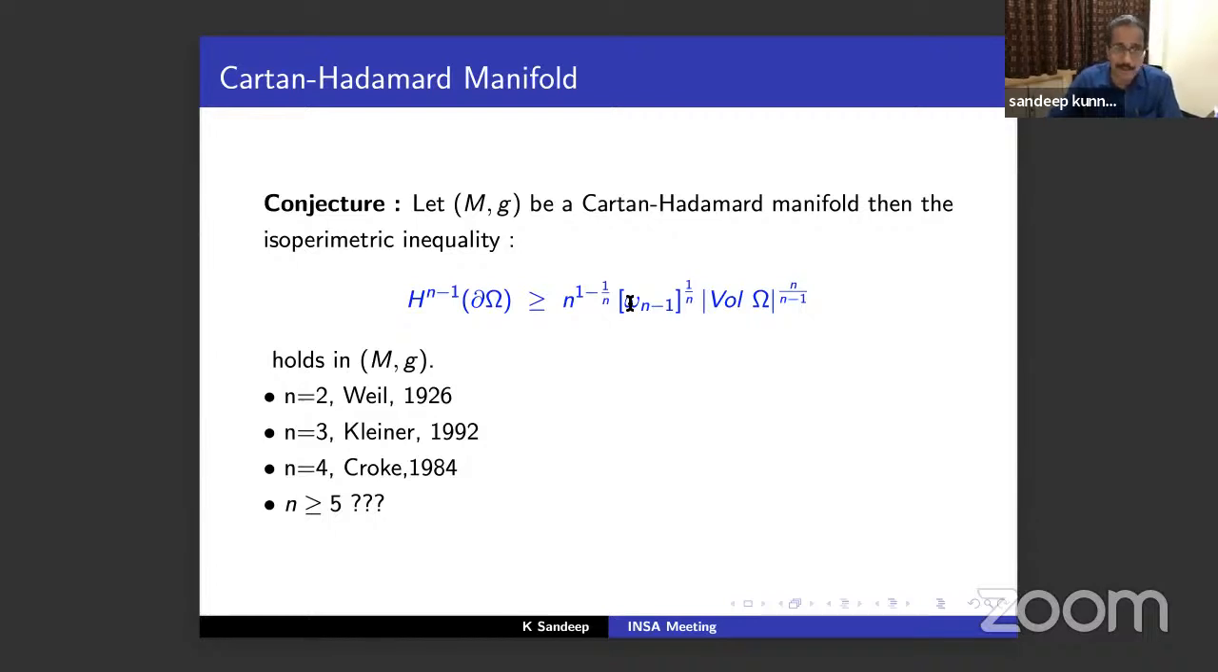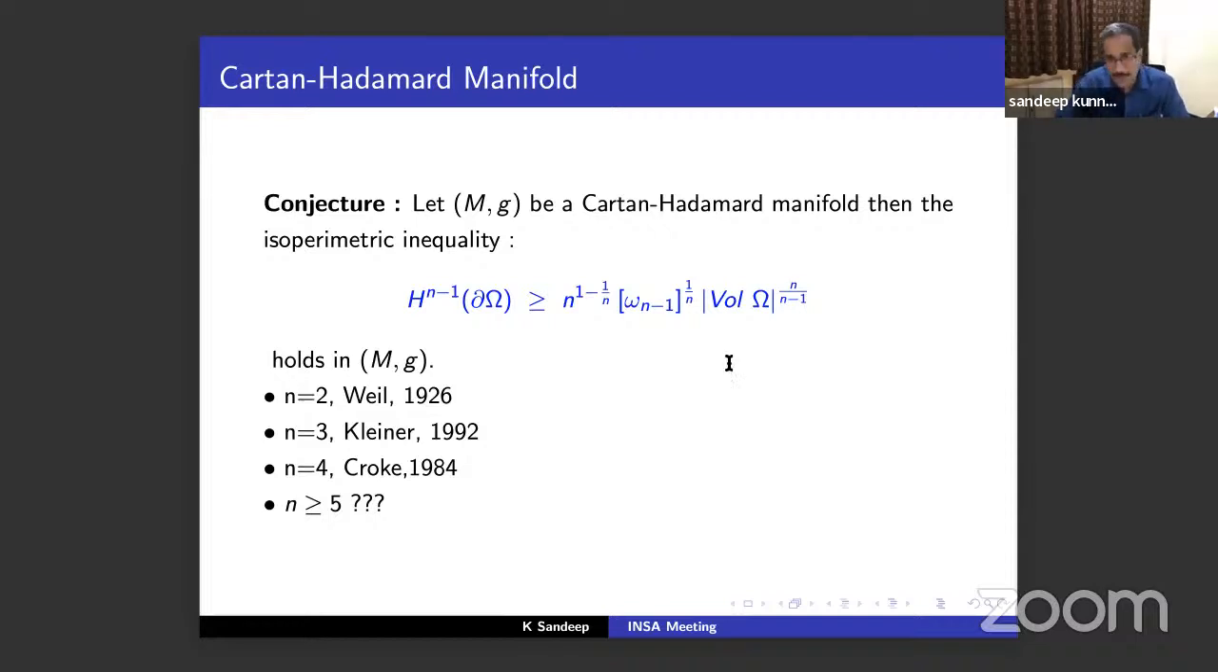This goes back to Weil in 1926. In the case n equal to 2, he used tools from complex analysis. Later, in the 1960s or 70s, the conjecture was formulated by many people like Gromov and others, and that is what is today known as the Cartan-Hadamard conjecture. Later, in 1984, Croke proved this result for n equal to 4. For n equal to 3, Kleiner proved the result in 1992. And for n greater than or equal to 5, the conjecture is still open.